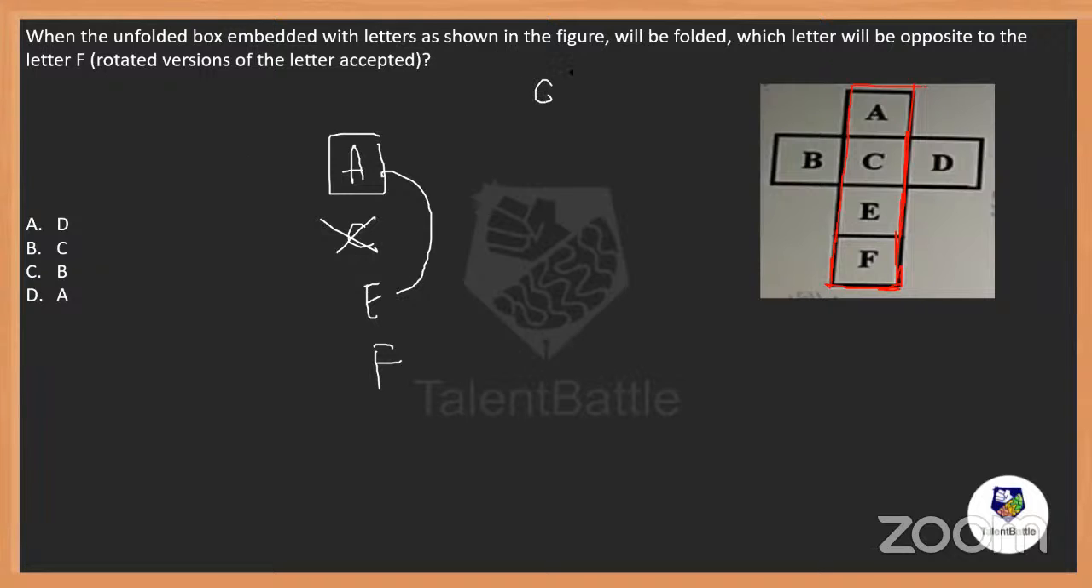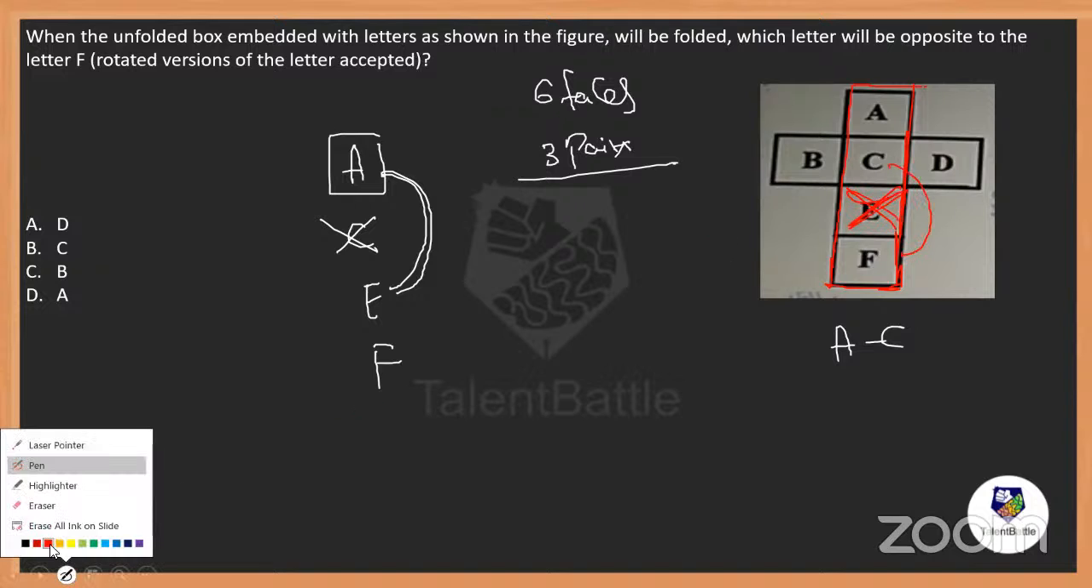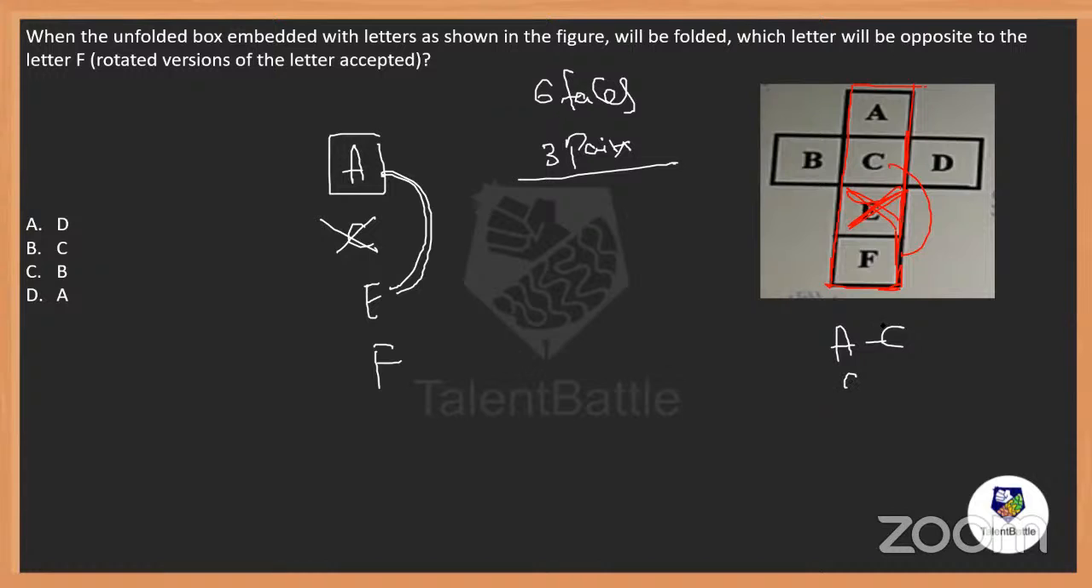There are a total of 6 faces in a cube, so you have 3 pairs of opposites. For A, E is the opposite. Now you tell me what can be opposite for F then. If I ignore for C, what is the opposite? I need to ignore the next one. The next one is the opposite. Sorry, A and E are opposite here. By mistake, I wrote C. So C and F are opposite.